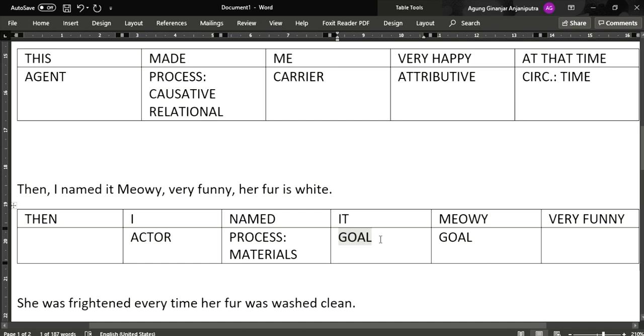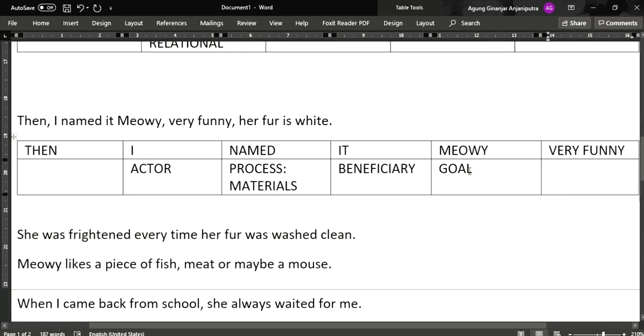So this one is actor, goal, beneficiary. Okay, then it's not the process, of course, it's not the participant, and it's not also the circumstance, so we need to leave it blank. So what about very funny? Very funny refers to Miaoi, so I assume this as ellipsis. It should be, then I named it Miaoi, it is very funny. Who is very funny? It is Miaoi, so we can identify it as attributive.